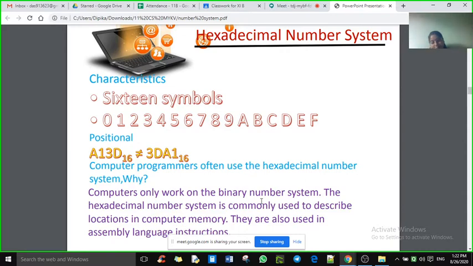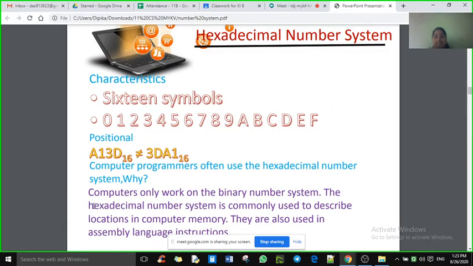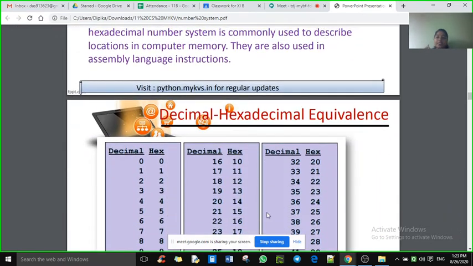Computer programmers often use the hexadecimal number system. Why? Computers only work on the binary number system. The hexadecimal number system is commonly used to describe locations in computer memory. They are also used in assembly language instructions. Correct. So this is the answer to Anshuman's question. Is it right, Anshuman? Yes, ma'am. So the hexadecimal number system is used to describe locations in computer memory, and it is also used in assembly language. So remember both applications of the hexadecimal number system.